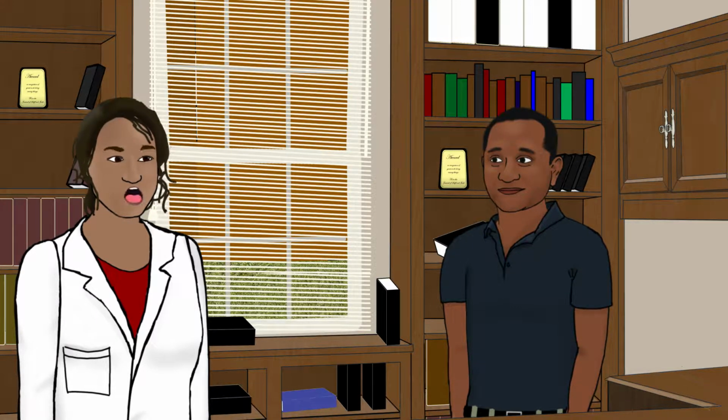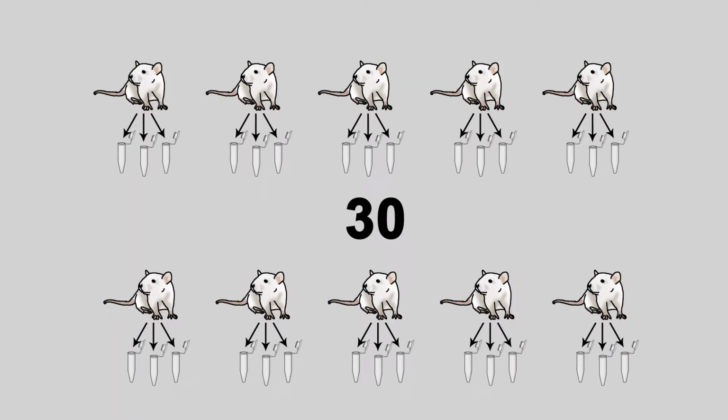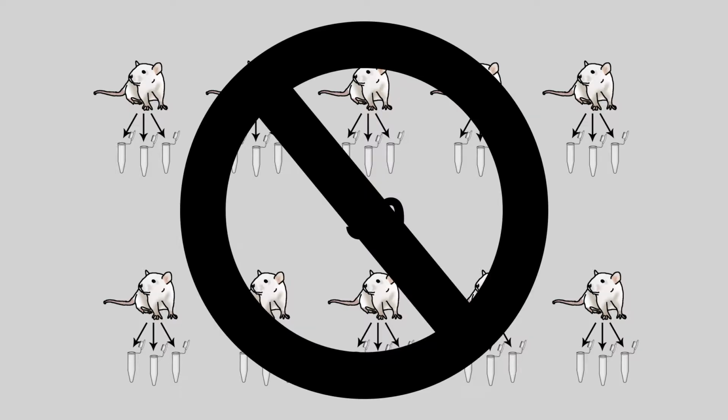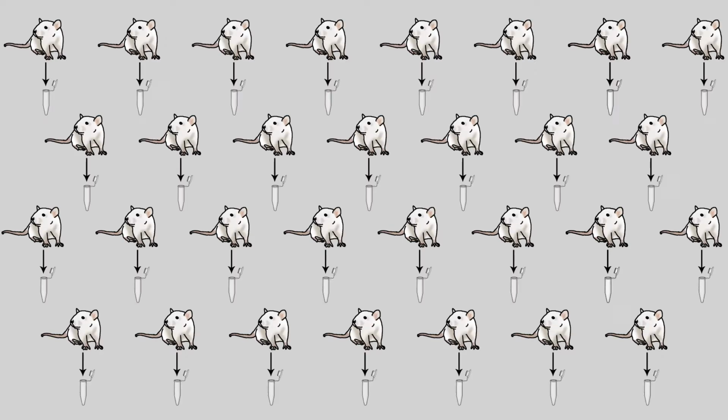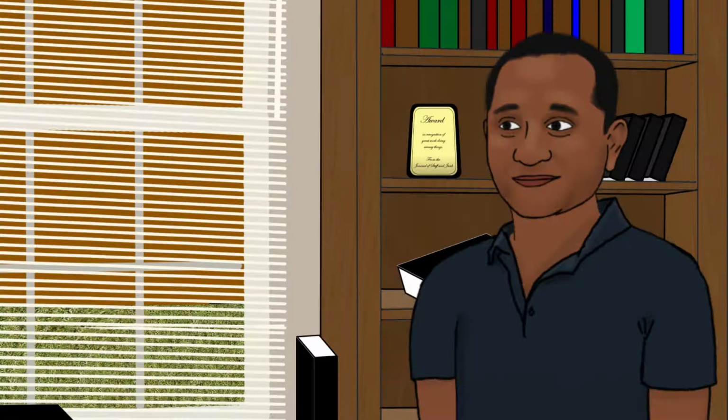Okay, so I have 10 rats that I can use, and I'll extract 3 samples from each rat, and then that will give me a sample size of 30. 30 measurements from 10 rats would not meet your goal of sample size. You will need 30 independent rats. Oh, okay. So why is that? If you take 3 measurements from the same rat, then these 3 measurements are not independent.